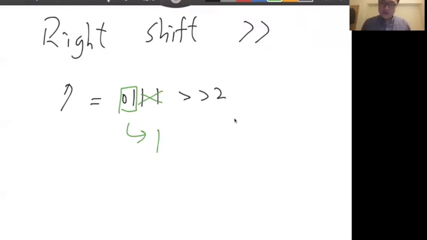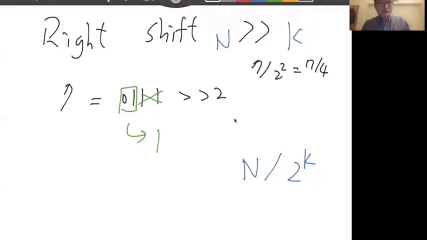So what does it actually do? If you have a number n shifted right by k, it will be an integer division, dividing by 2 to the k. So in this case, 2 to the 2 is 4, so 7 divided by 4, integer division, we get rid of the decimal point, right? So it's equal to 1. So it matches, right? Let's try another example.